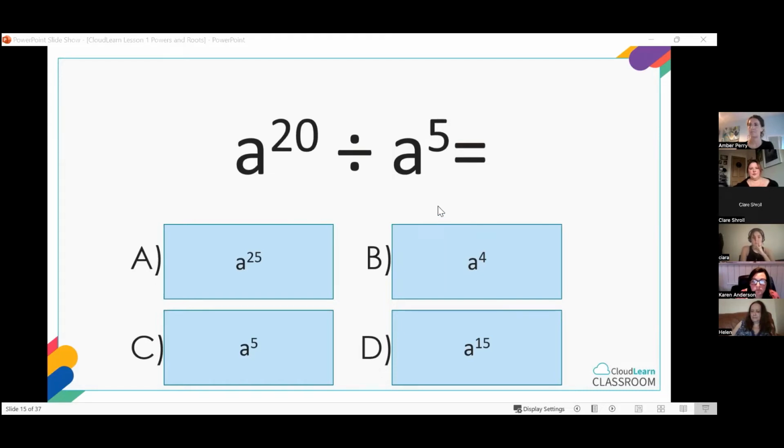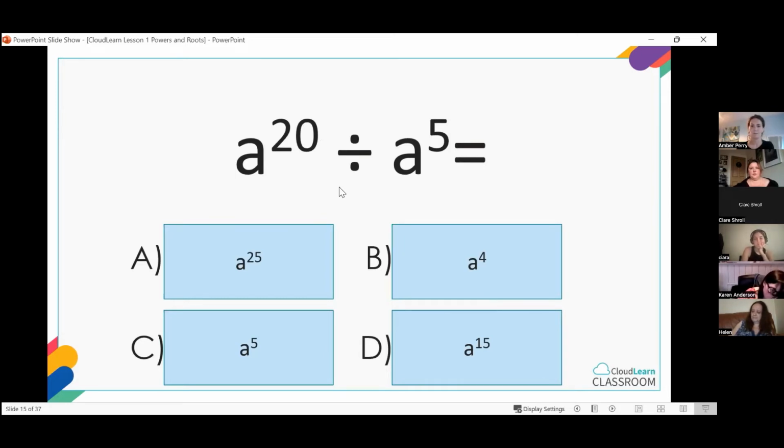All right, we've got a bit of a split answer there. So we've got some people saying B and some people saying D. So let's have a look. We're going to divide the base numbers, but remember the law of division is that we are subtracting the powers there. So actually it's going to be a to the 20, and then we're going to subtract that 5 from the power. So it's going to be a to the 20 minus 5, which is a to the 15. So D was the correct answer there.